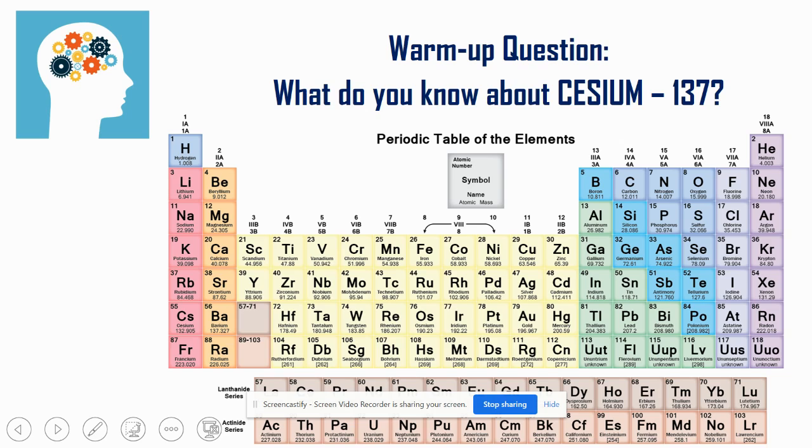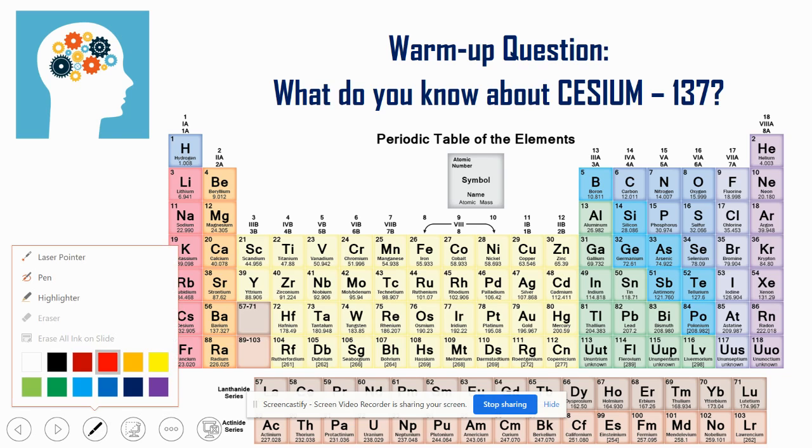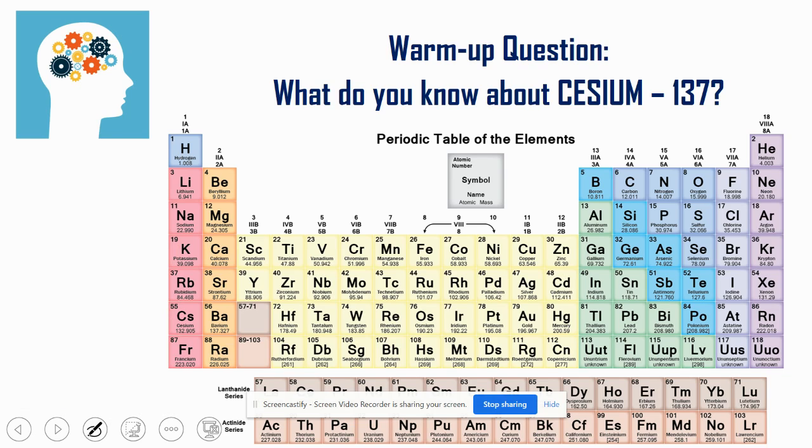The first thing we want to do is find it on our screen here. If we look, cesium is right over here, on the far left-hand side of our periodic table. As a little bit of a review, the upper number in the upper left is the atomic number, and we see that as 55. And that atomic number tells us the number of protons.